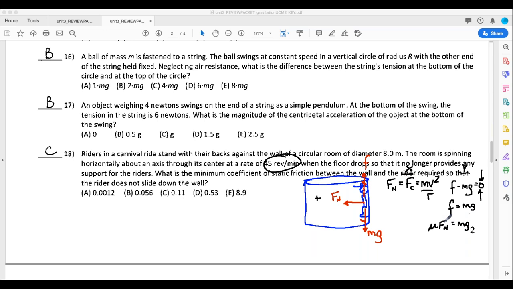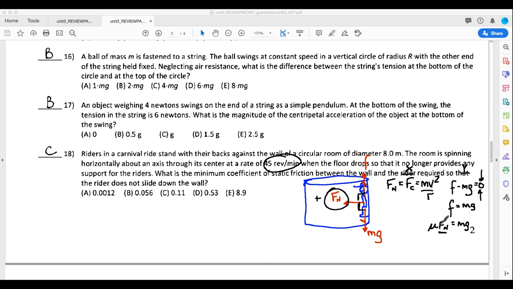Now, most of the time we replace the normal force, this part of the friction equation, with mg, but in this case, that's not true. The normal force is definitely not equal to mg. It's not even in the same direction. It's perpendicular to the direction of the weight, right?